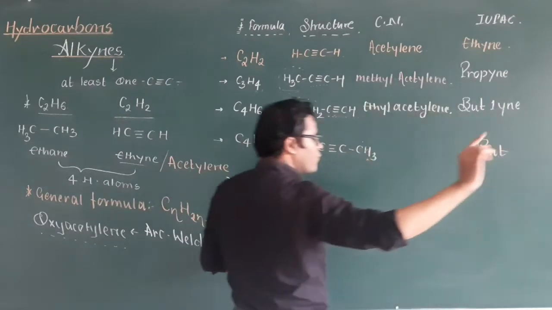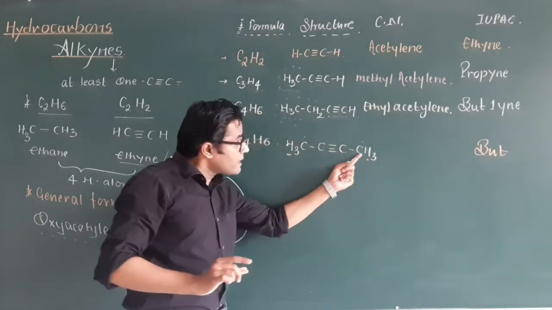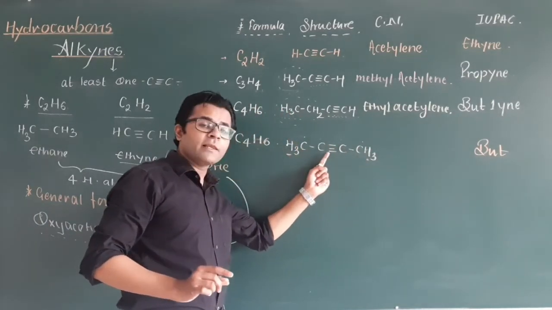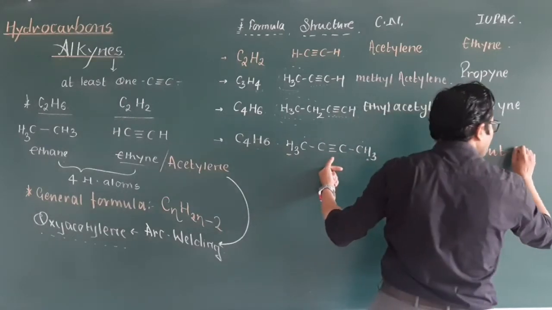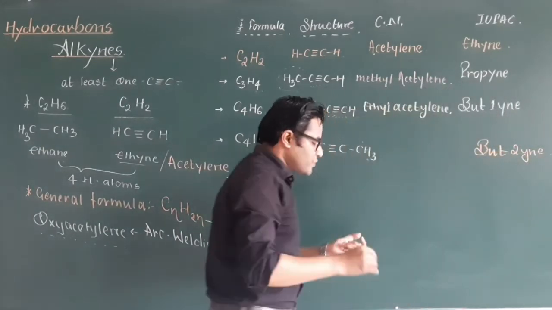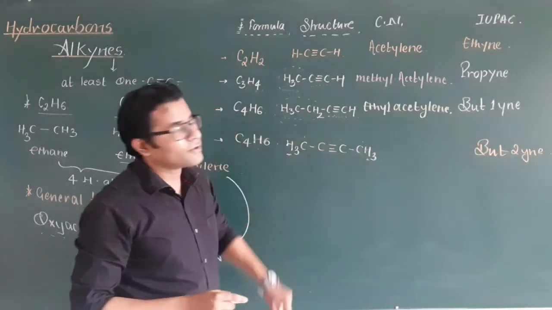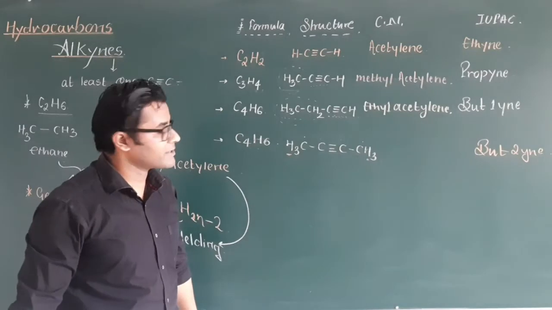So it becomes but. But refers to 4 carbons. So 1, 2, 3, 4. Right. So at the second carbon, you have a triple bond. So therefore, we'll write it over here as 2-yne. But-2-yne. Right. Now, the common name for this.